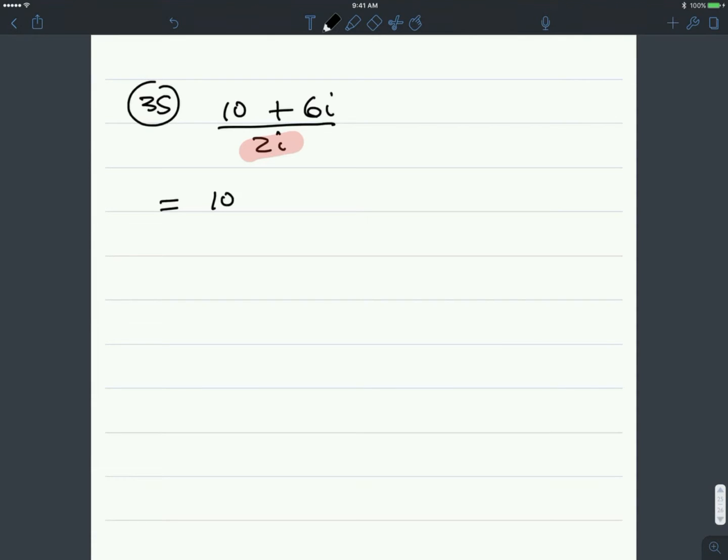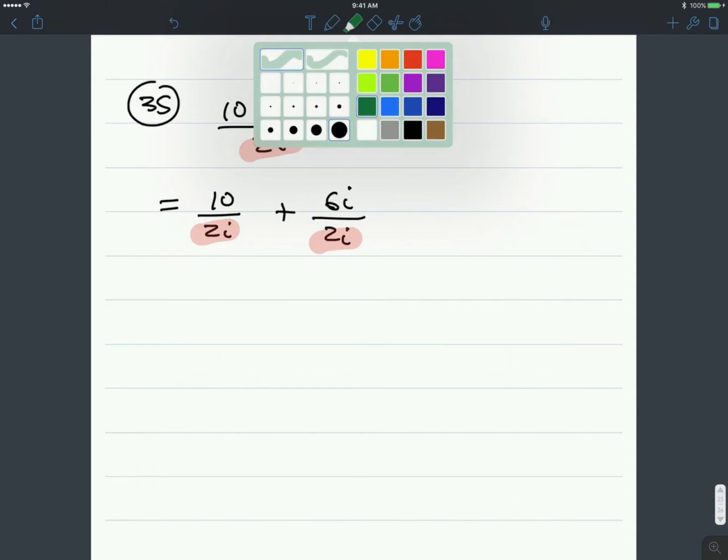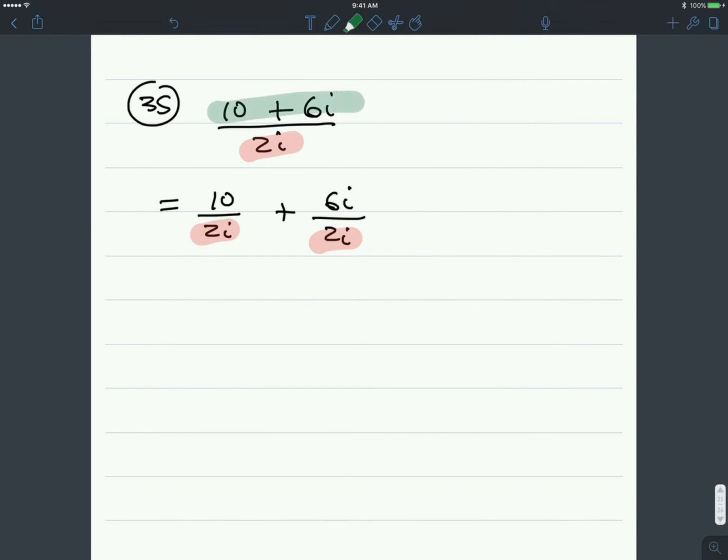So make sure we distribute the division for both of the terms in the sum with your 2i. Again, notice I got a 10 plus 6i here, where 10 plus 6i is being divided by 2i. They still are being divided by 2i, just separately. That's your distributive property here. We're going to divide, though.